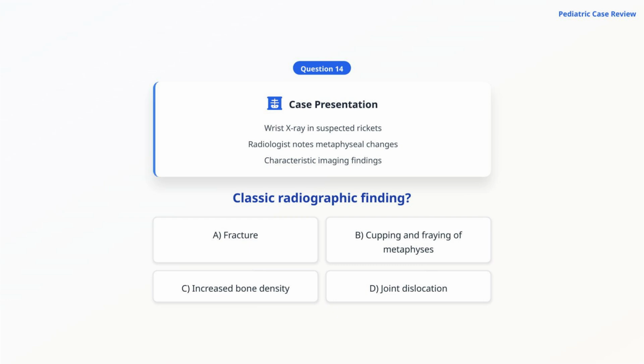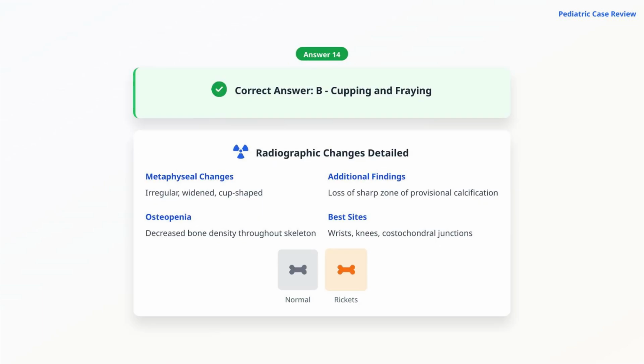Case 14. A wrist X-ray is obtained for a child with suspected rickets. The radiologist notes metaphyseal changes. Question: what is the classic radiographic finding in rickets? Option A, fracture. Option B, cupping and fraying of metaphyses. Option C, increased bone density. Option D, joint dislocation. The correct answer is B, cupping and fraying of the metaphyses.